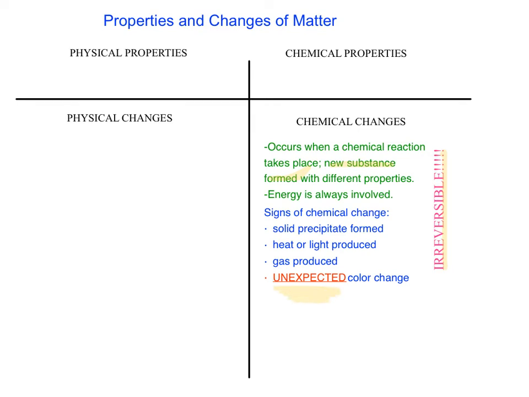So if you're mixing finger paints and you mix together blue and red and you get purple, that's a very expected color change. That's not a chemical change, it's a physical one. But if we mix blue and red and we get yellow, that's very unexpected. Odds are that was a chemical change taking place.